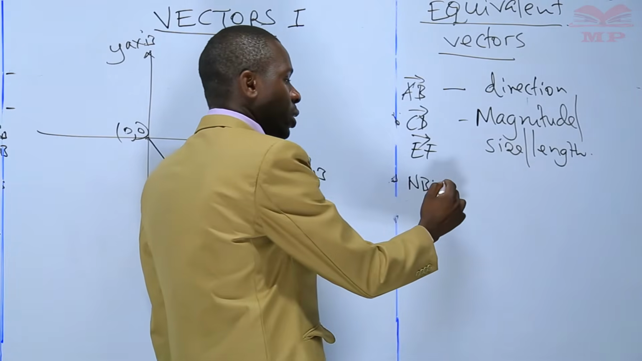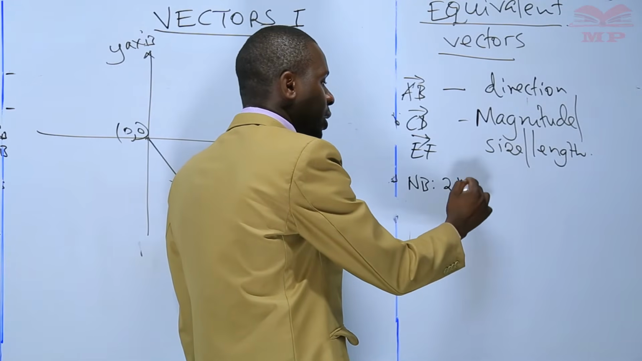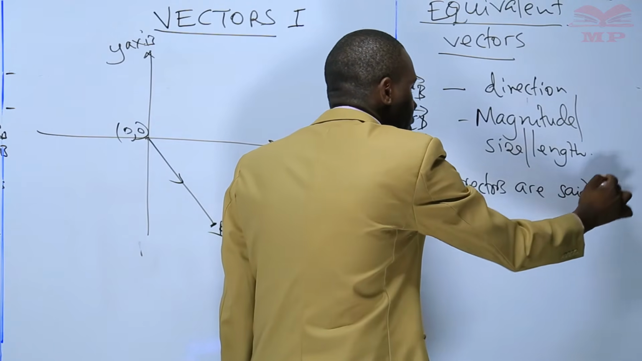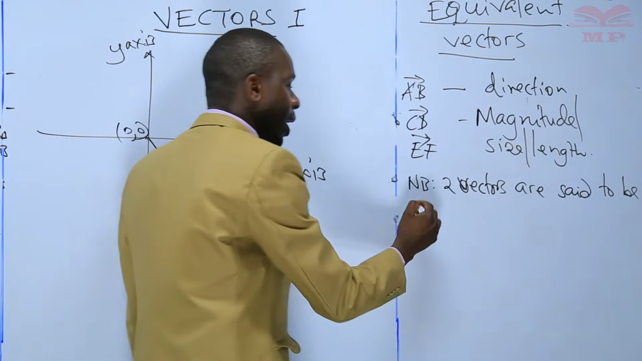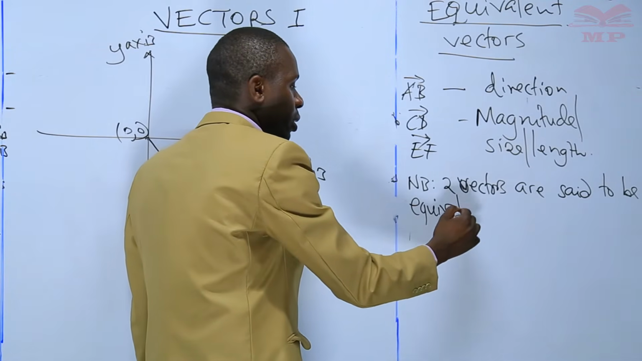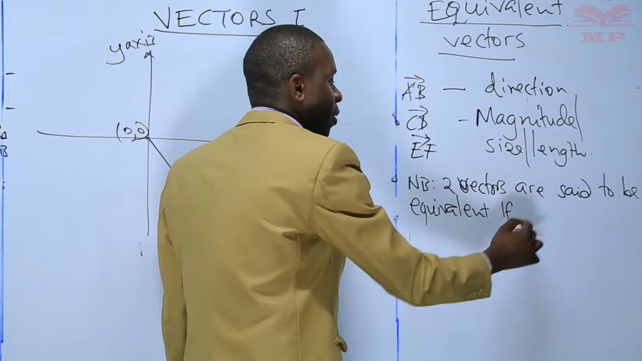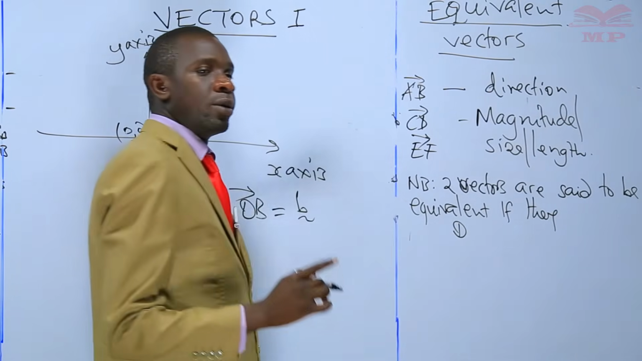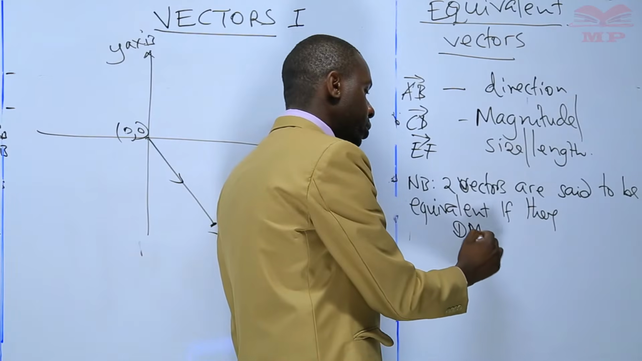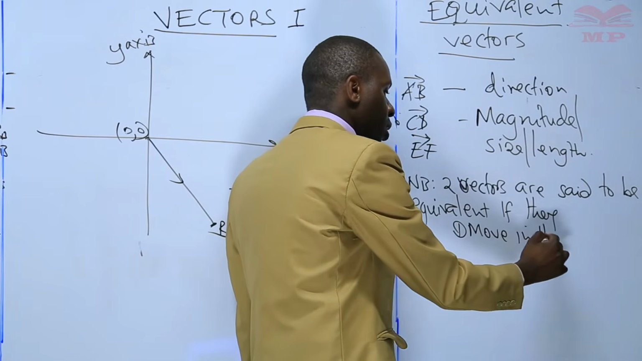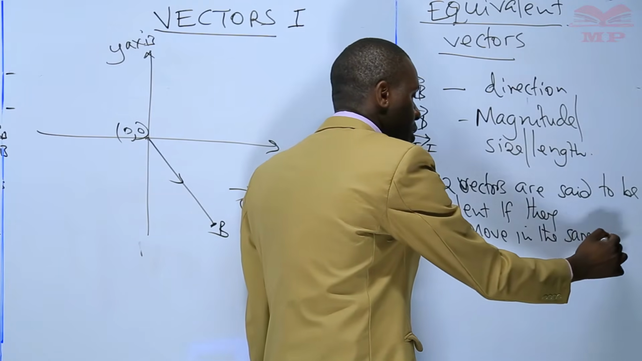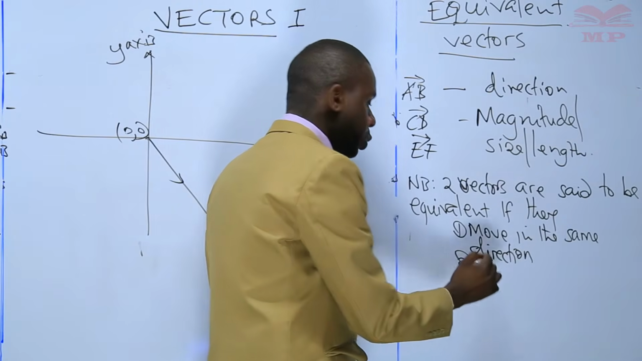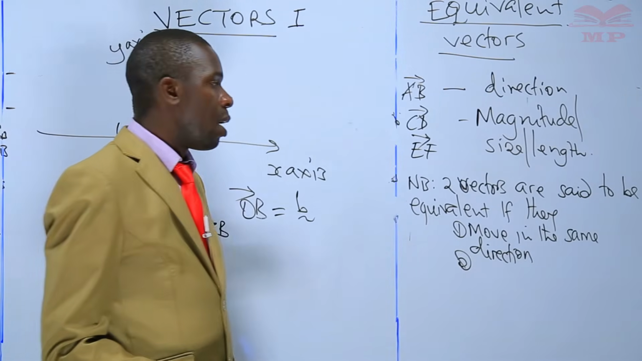Say that two vectors are said to be equivalent if they, one, move in the same direction, and two, they have the same magnitude.